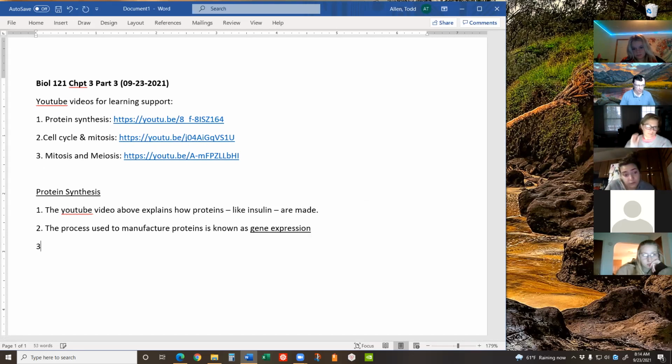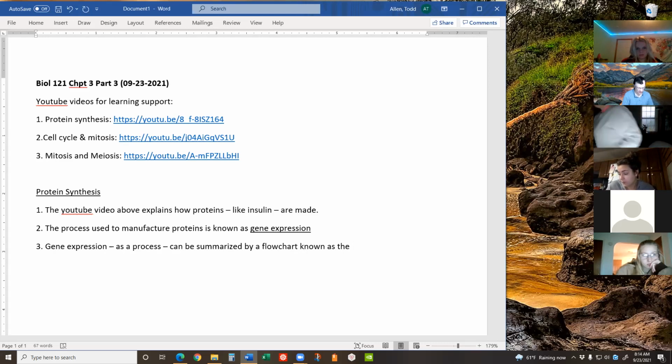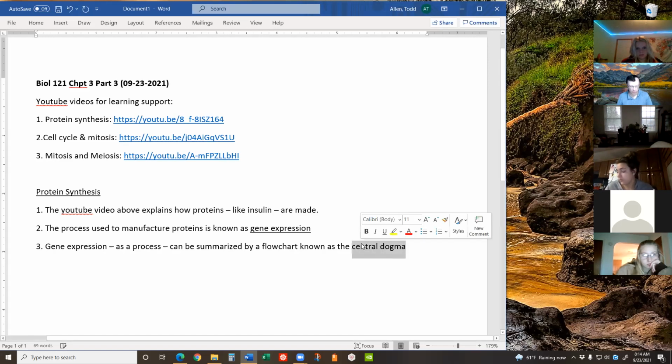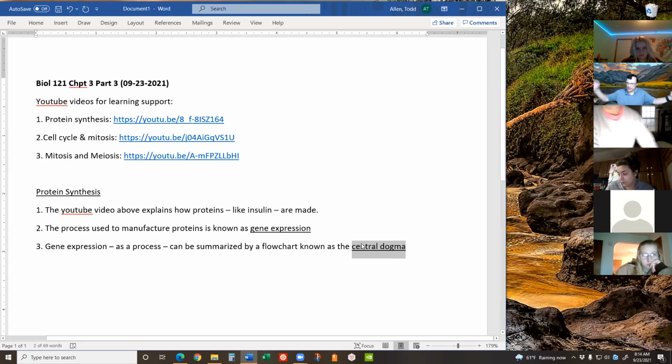All right, so I'm going to give you a couple diagrams here, a couple flow charts where we describe the process of gene expression, okay? Gene expression as a process can be summarized by a flow chart known as the central dogma. The central dogma is a pathway of steps leading to the production of a protein.